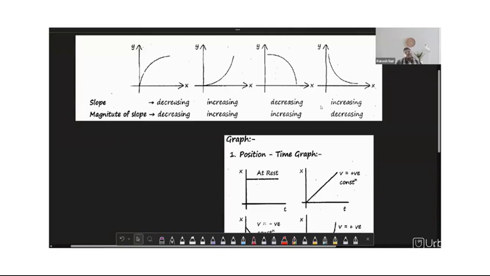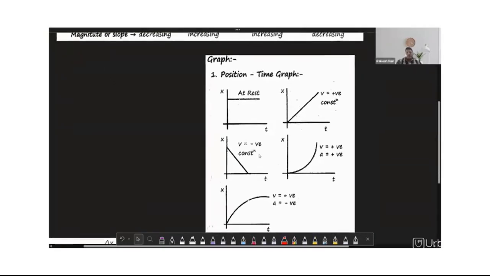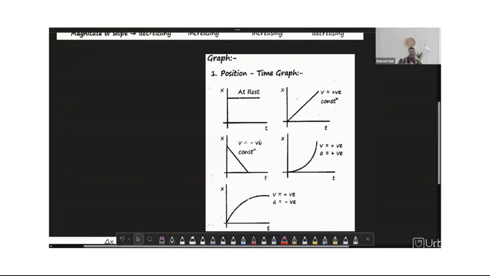In the fourth graph, we can see a straightforward condition of exponential decrease, and the slope is increasing, but the magnitude, that means the value of the position time graph, is decreasing. These are the various conditions, like 4 to 5 conditions, where you can observe an object.